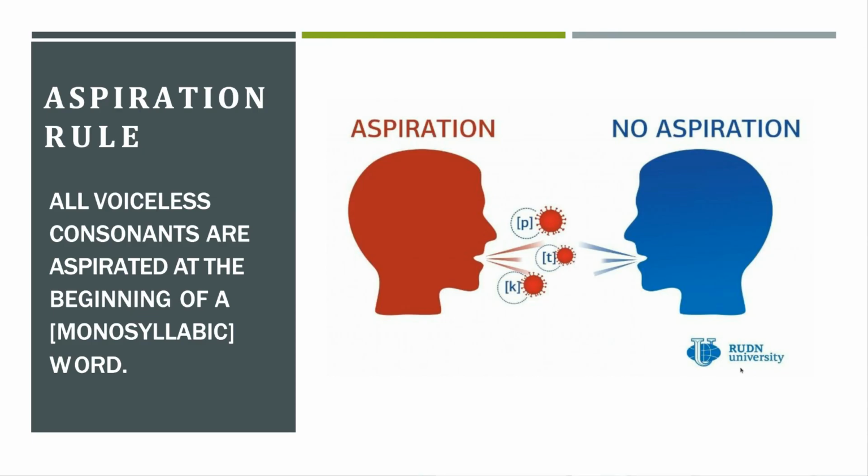Now, the rule that governs this aspiration phenomenon is one that you may have already studied in previous courses, but you have focused only on three sounds, the /p/, /t/, and /k/ sounds, as the image shows you. However, our new definition includes all voiceless consonants. The rule that we have in your course booklet states that these voiceless consonants are aspirated at the beginning of a, and look at this word, monosyllabic word. When we have a voiceless consonant sound at the beginning of a one-syllable word, that voiceless consonant will be aspirated.